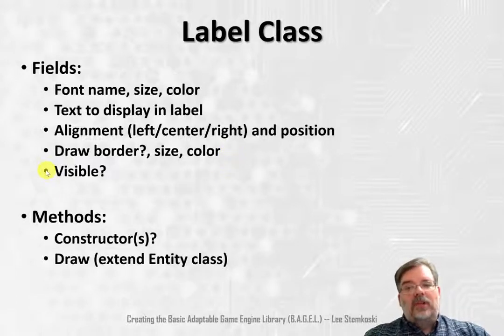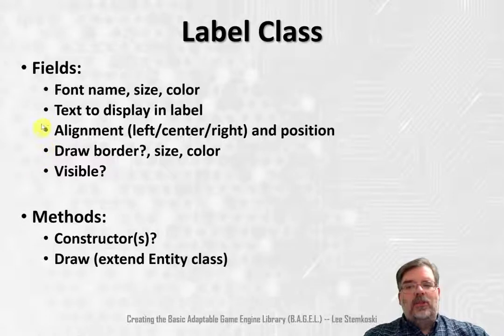And finally, we'll also include a visible field, because there might be some messages like a "you win" message that you don't want to display until the end of the game. So these are the fields that we'll set up. As for methods, there aren't really that many we need to worry about. One of them, which is surprisingly tricky, is the constructor. Right? This is a lot of different fields that we might want to set.